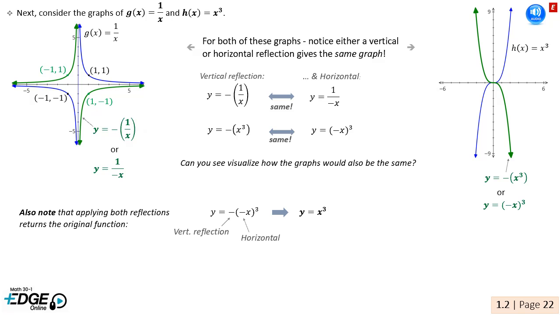Another interesting note is that if we applied both a vertical and a horizontal reflection, they would actually cancel each other out because they are performing the same transformation in effect.